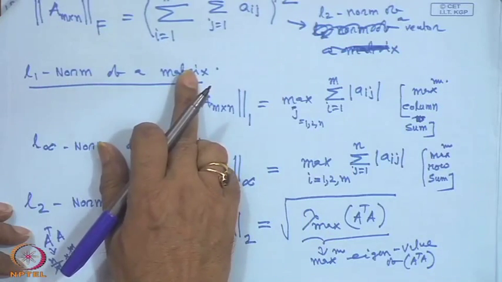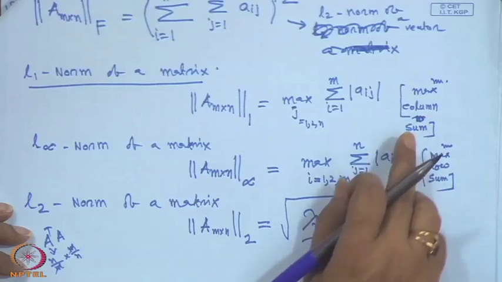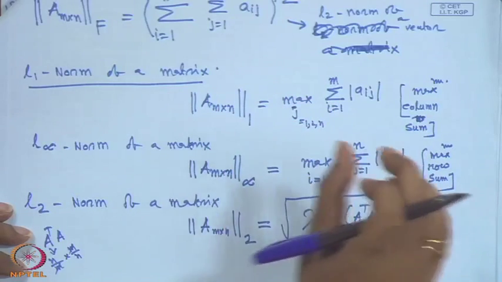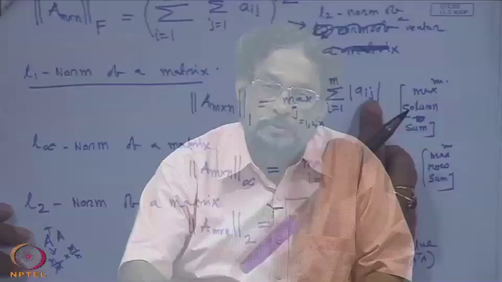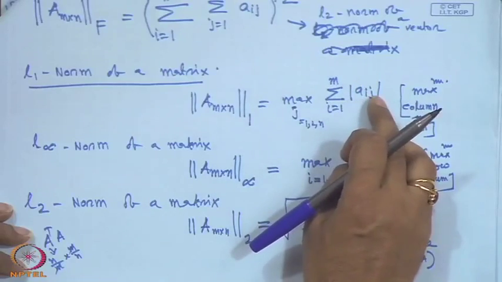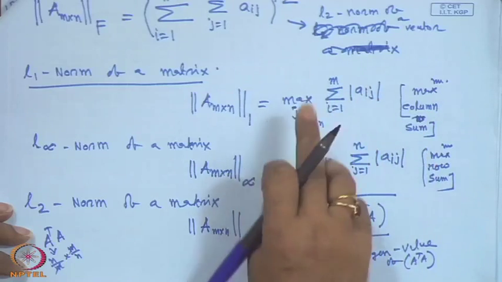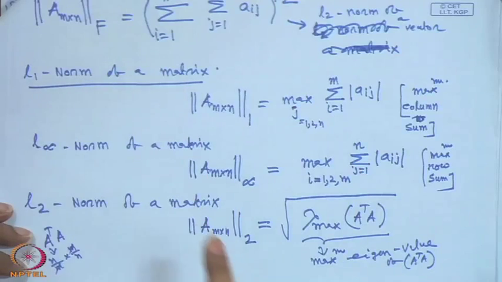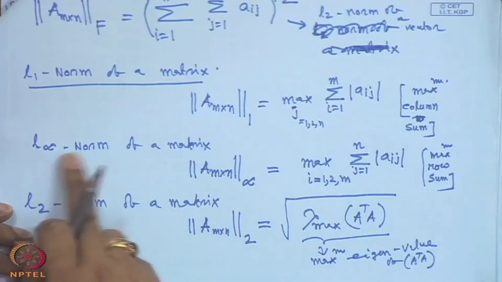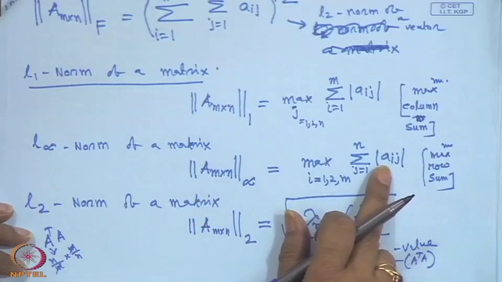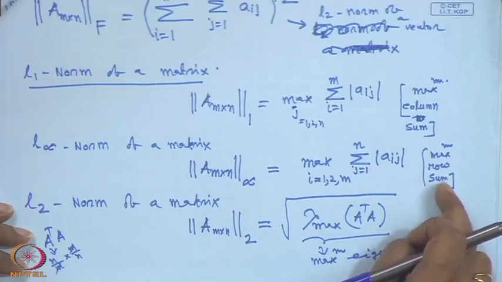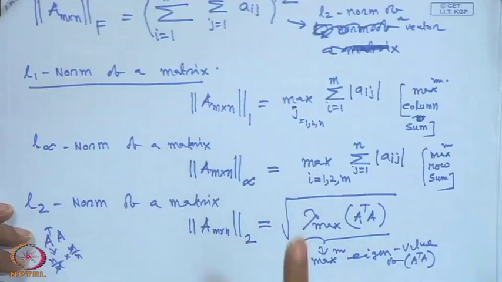The L1 norm of a matrix is nothing but the maximum column sum. If you have an m cross n matrix, there are n columns. For each column you add the absolute values of all its elements, and out of all the columns, the maximum is called the L1 norm. Similarly, the L infinity norm is the maximum row sum. You add the absolute values of all the row elements, and the maximum among these is called the L infinity norm.